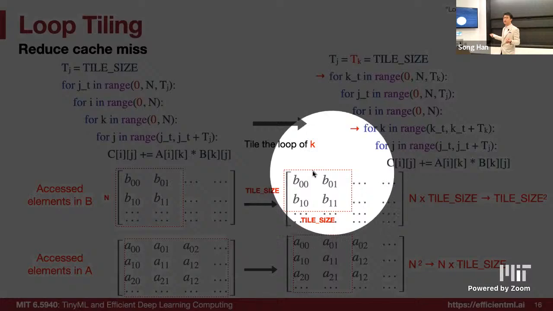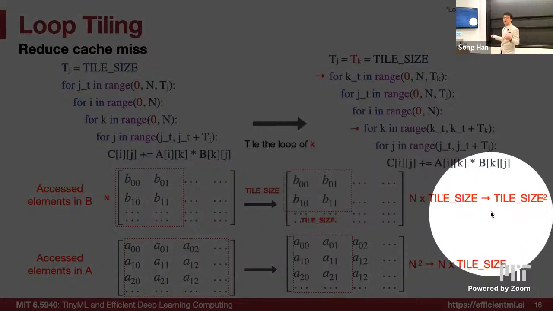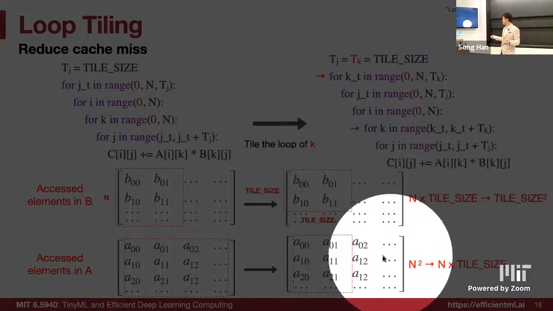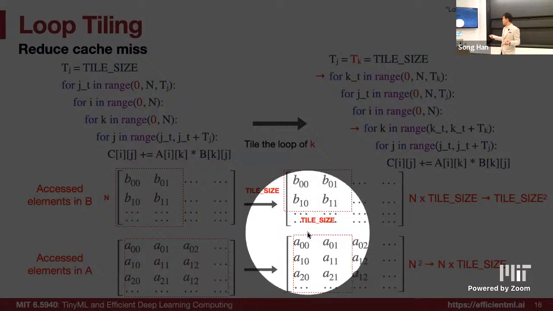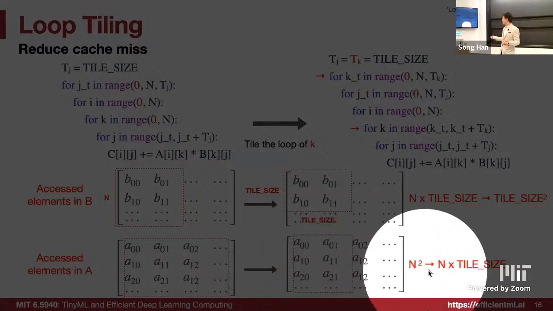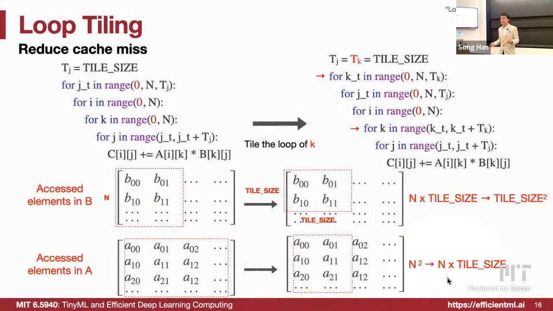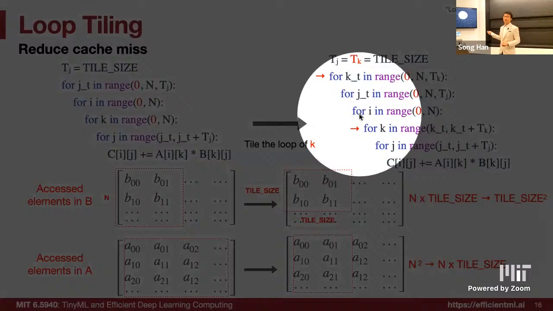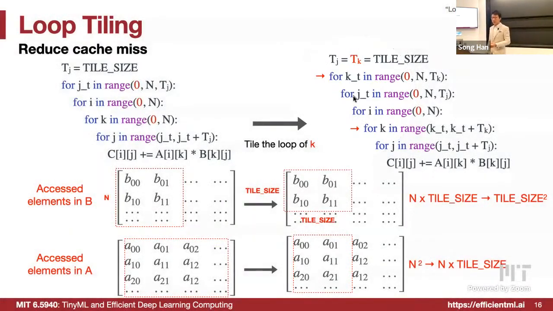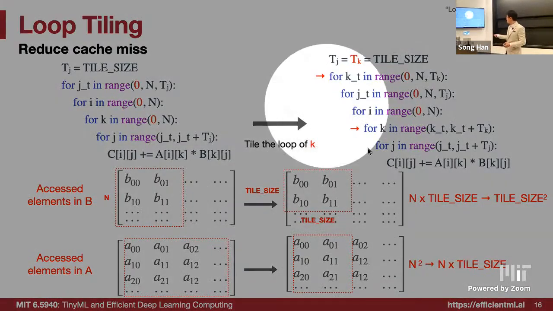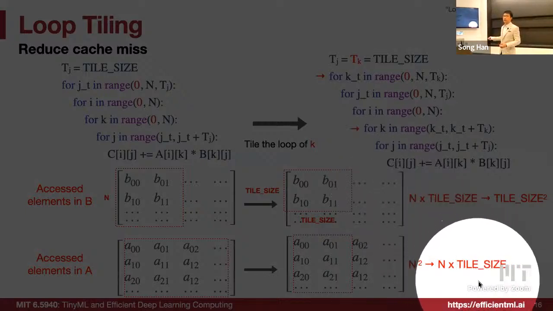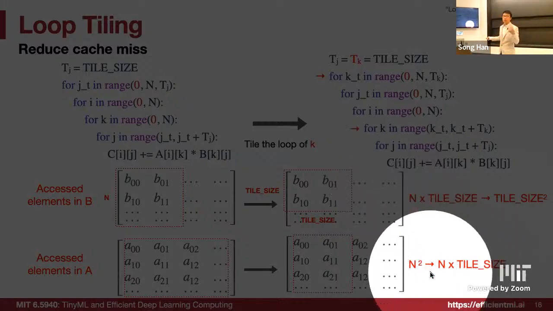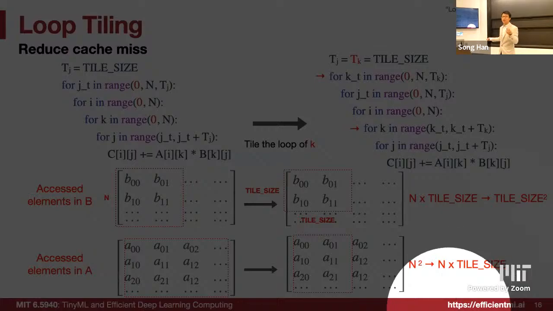So the memory footprint for B would be tile size squared. And the memory footprint for A, since we are tiling the j dimension, would be n times the tile size. Compared with the baseline 3 for loops, now we have 5 for loops. We also want the footprint for A to be tile size squared, so we can do one more level of tiling.